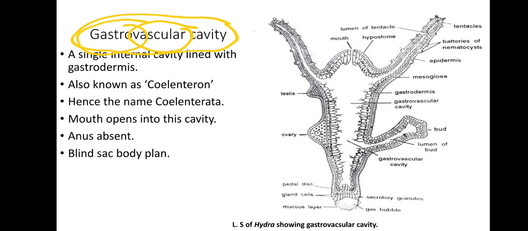And the other name for it is coelenteron. Coel means cavity, enteron means gut, again for its digestive property. And this cavity, gastrovascular cavity, but please don't get confused with the spongiocele. Spongiocele is also a cavity of the sponges.